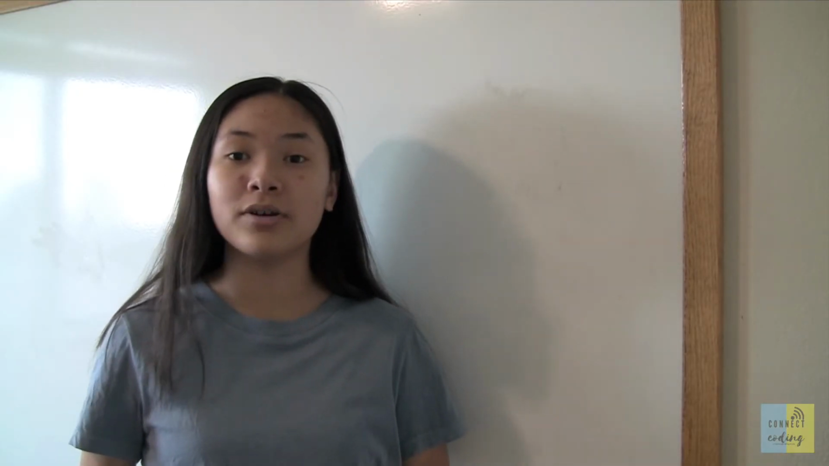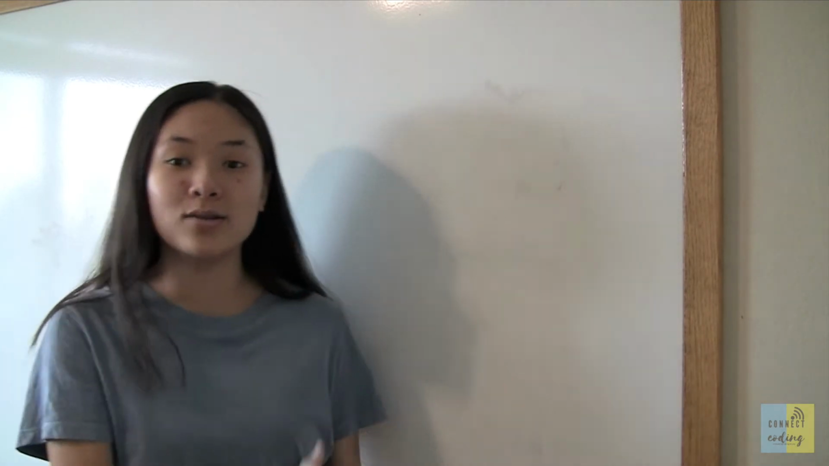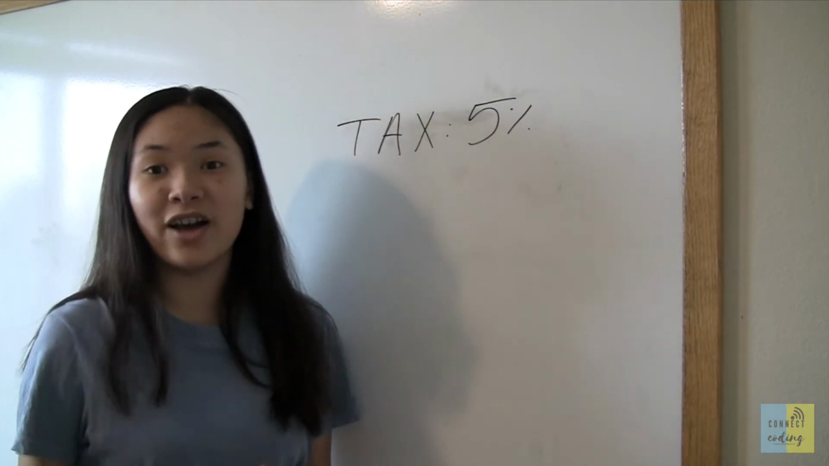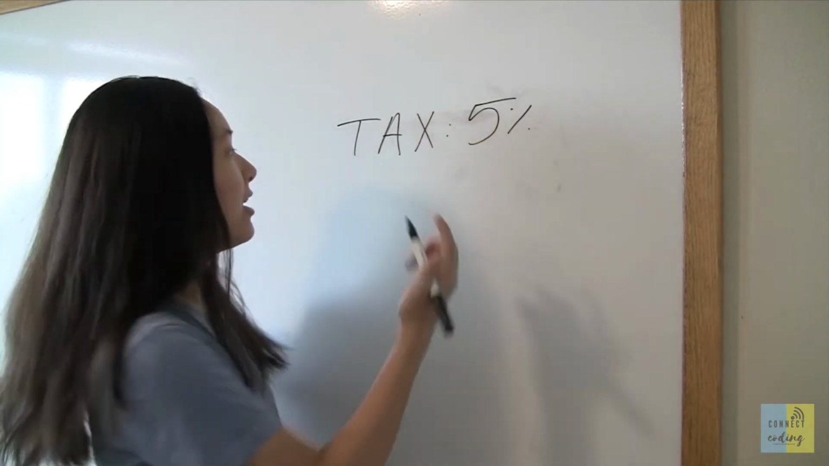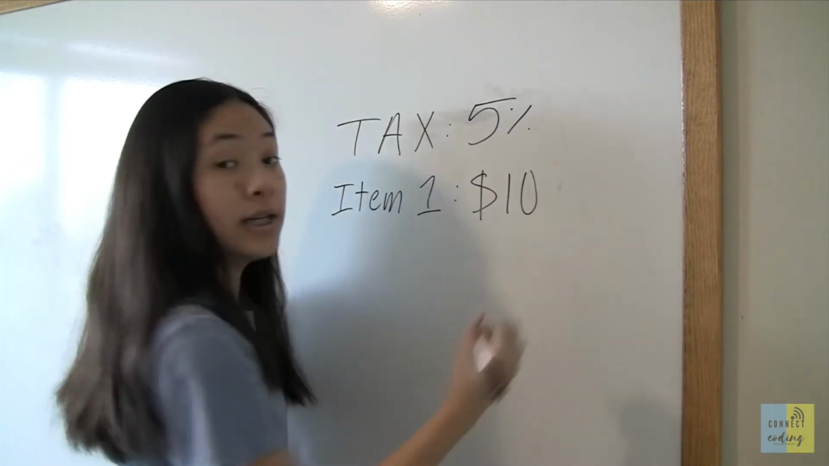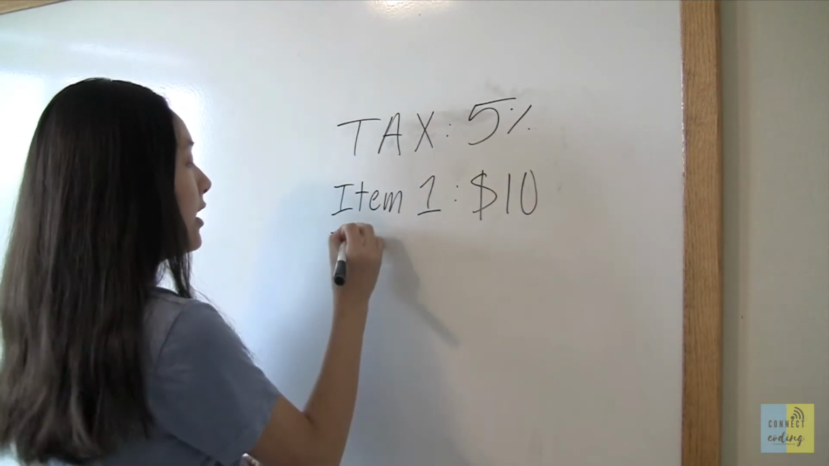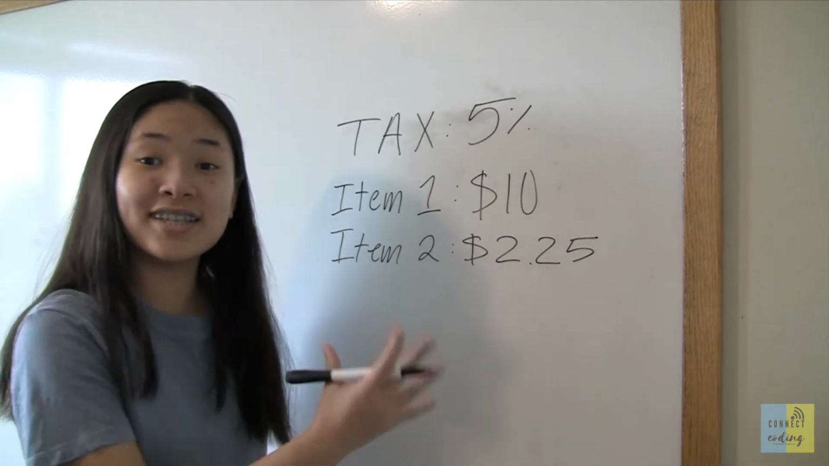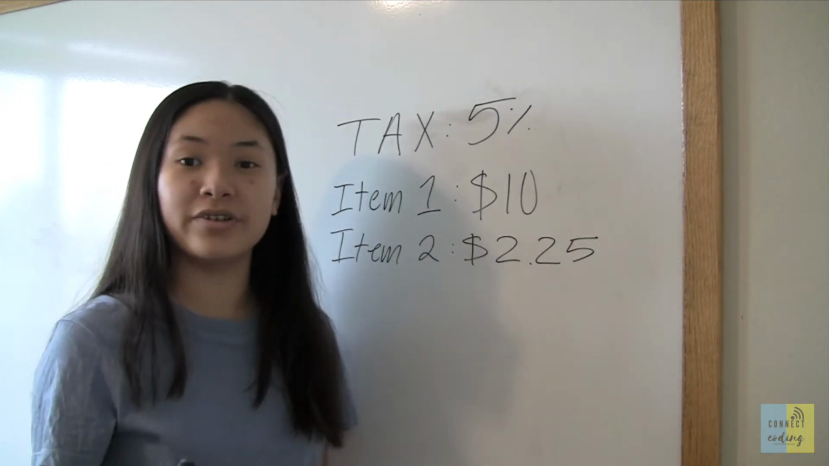I'm going to start by setting some values I'll be using throughout the program. You can substitute them or even change them out, but I'm just going to write them down so that it's easier to follow along with. For tax, I'm going to say that it's 5%. For what I'm ordering, I'm going to say item 1 is equal to $10, and item 2 is equal to $2.25. Now let's assign these values to actual variables.